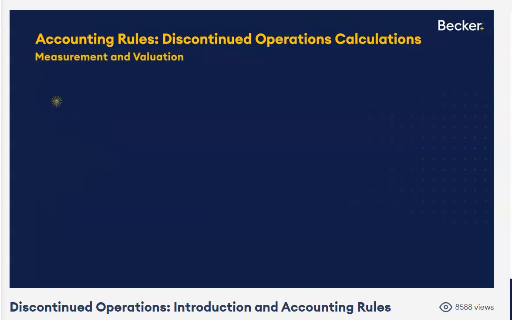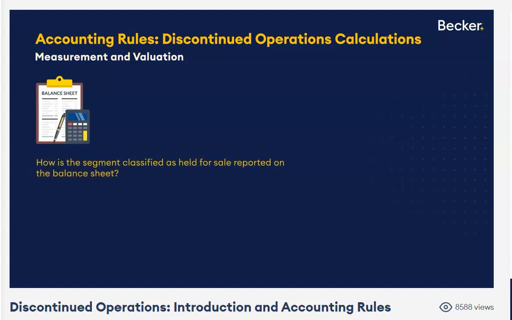Okay, now measurement and valuation. I'll give you another example. So the board has decided we're going to sell off this segment. It's classified as held for sale. Question number 1 could be a theory question. How is that segment now reported on the balance sheet? It's going to be reported at what? The lower of the net realizable value or the book value, okay?